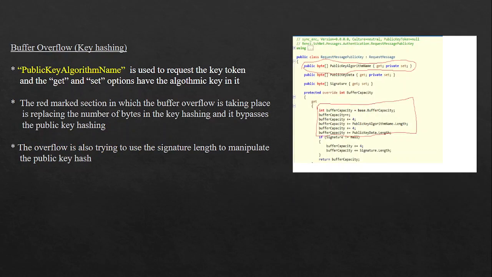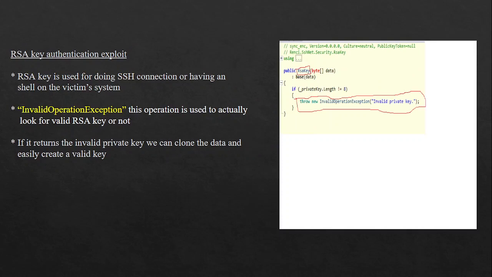This is a buffer overflow. Key hashing is not actually the main part, but it's an RSA key algorithm which is functionally accessing the system. The buffer overflow is mostly happening in the red mark, which I have done, in the buffer capacity to the public key data. The overflow is trying to manipulate the public key hash and insert its own session key hash, which will not be able to get the mark section, and it will overflow the algorithmic key.